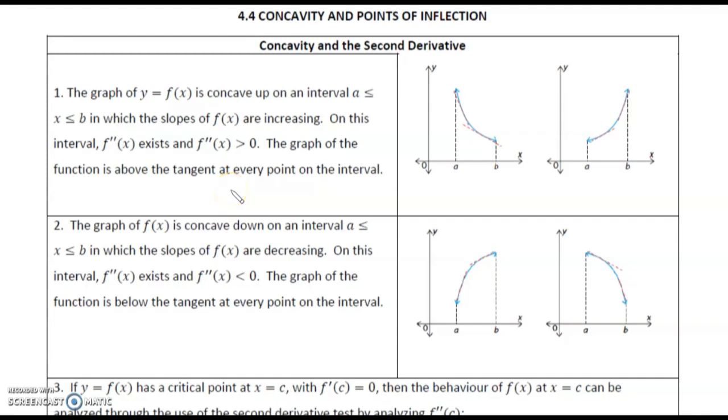Go. 4.4 concavity and points of inflection. So we're going to talk about concavity in the second derivative.